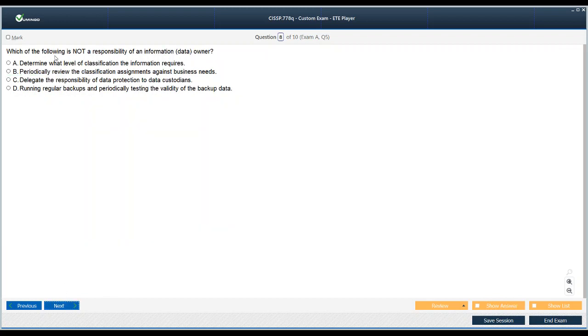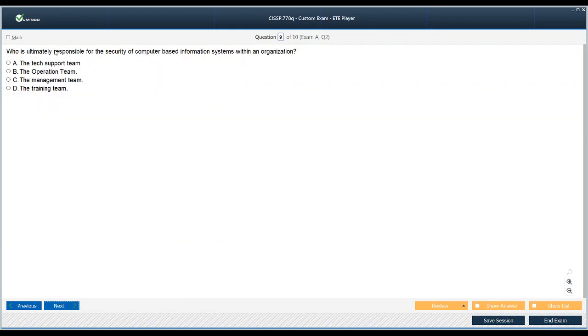Moving on to the next one, which of the following is not a responsibility? So again, it is a negative sentence here, is not a responsibility of an information or data owner. Option A, determine what level of classification the information requires. That is what they have to do. B, periodically review the classification assignments against business needs. They must do this task as well. C, delegate the responsibility of data protection to data custodians. This is exactly what they have to do. Option D, running regular backups. Now, this is again an operational activity, which doesn't fit right with the information owner. So I am going to select option D.